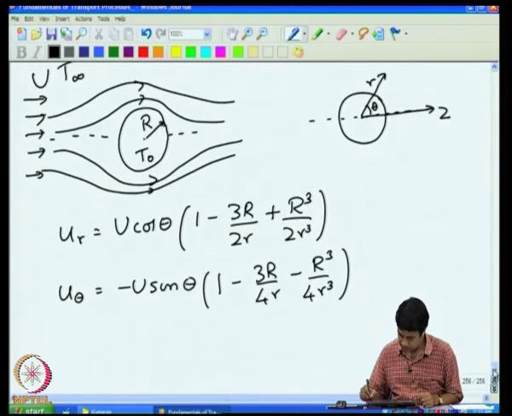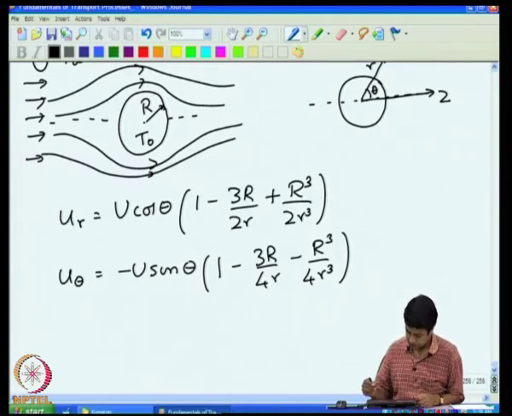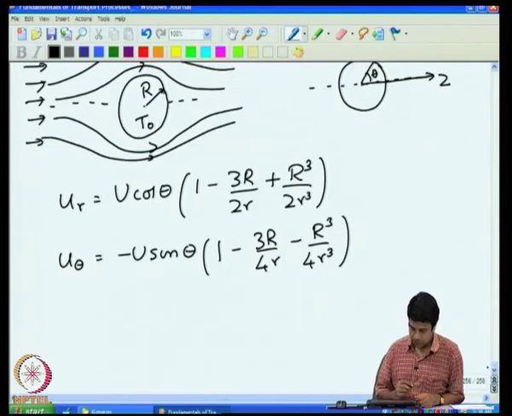So, these are the expressions for the velocity field everywhere within the flow. U phi is equal to 0 because there is no flow in that direction, and there is no dependence of either the velocity or the temperature on the phi coordinate, which represents rotation around the z axis. So, this is a heated sphere at temperature T naught in a fluid at temperature T infinity.